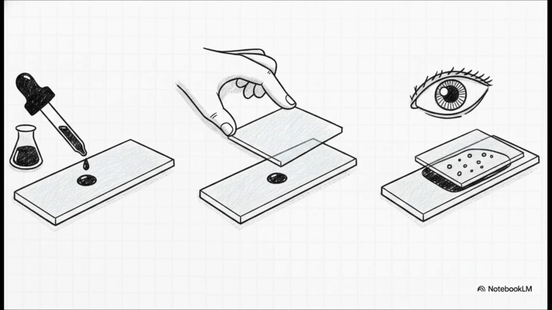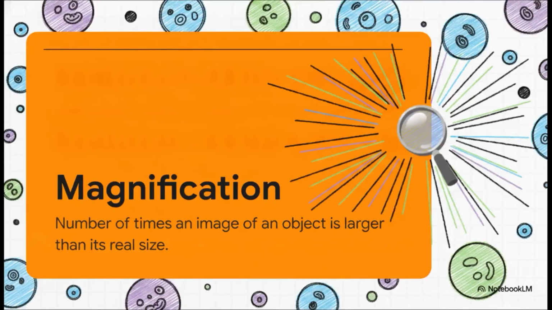But here's the catch. Just looking through a powerful lens isn't actually enough. Why? Because a lot of cells are completely colorless and totally transparent. So to actually see them, biologists have to prep the specimen. They stain it, carefully sandwich it under a super thin sheet of glass called a cover slip, and only then can they capture what's called a photomicrograph, which is essentially just a photograph taken through a light microscope. And the whole secret sauce here is magnification, which, simply put, is just the number of times an image of an object is blown up compared to its real physical size. It's how we take the invisible and make it visible.